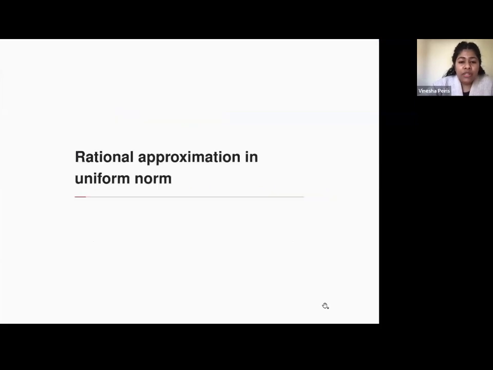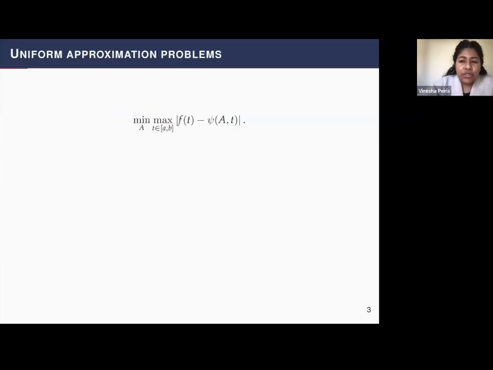Okay, moving on to rational approximations in uniform norm. These problems are usually called uniform approximation problems. Some people call them Chebyshev approximation problems, approximations in uniform norm, approximations in Chebyshev norm, and some people even call it min-max norm. So there are a lot of names, but they're all trying to do the same thing. What we are doing here is trying to minimize the maximum absolute deviation between your original function and your approximation.